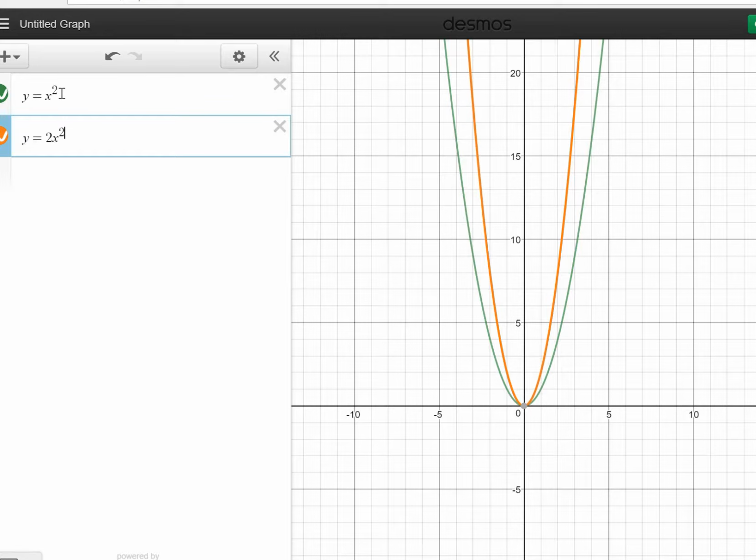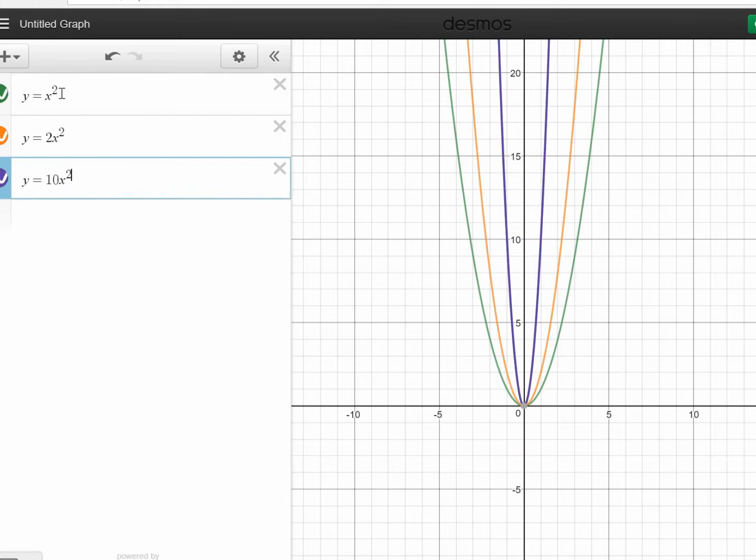There we go, we can see it's steeper or narrower now. What about if we had y equals 10x squared? A lot steeper, a lot narrower than the original graph. What if we go the other way? What if we take a value that's less than 1?